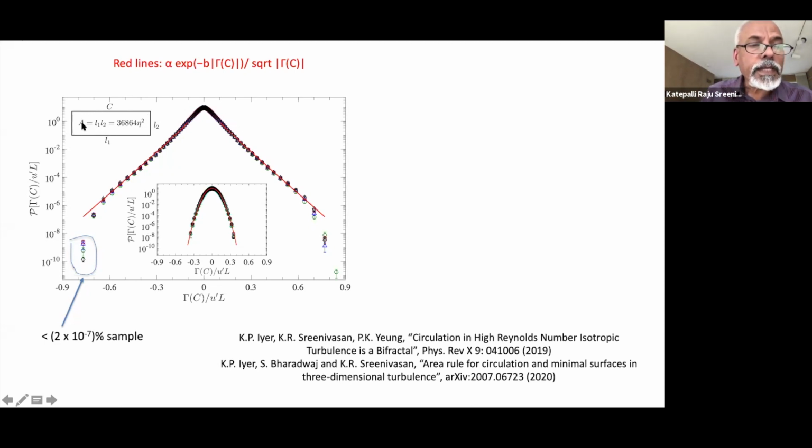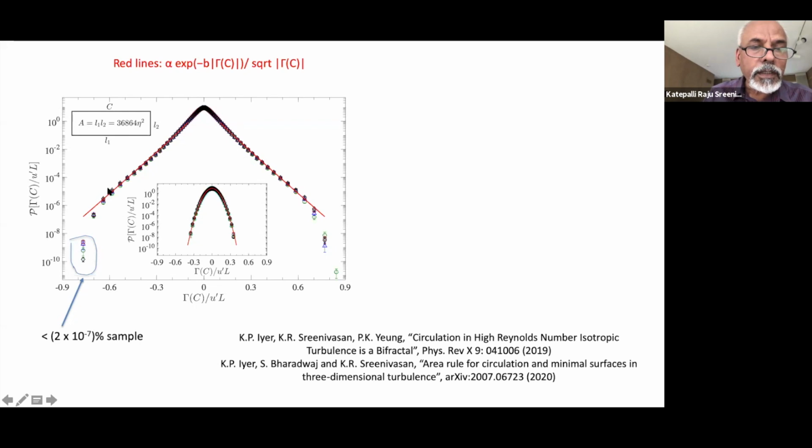Now, we take different loops circumscribing the same area that is given here, which is very well in the inertial range. As you see, it's many-fold compared to the smaller scale. And you can keep the area the same, but then change L1 and L2, which are the sides of the loop. And you calculate the probability density of the circulation and plot it against the circulation itself. And you see different symbols, which are 5 here for 5 different contours.